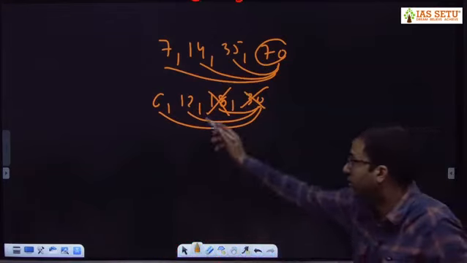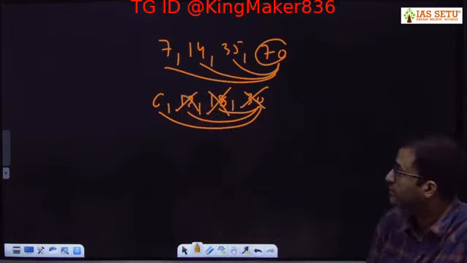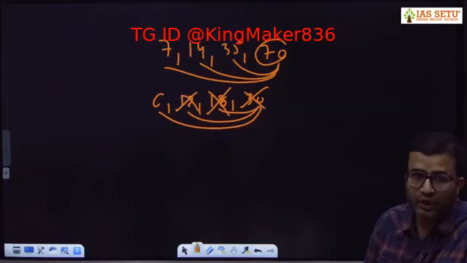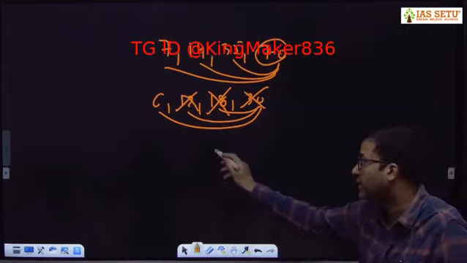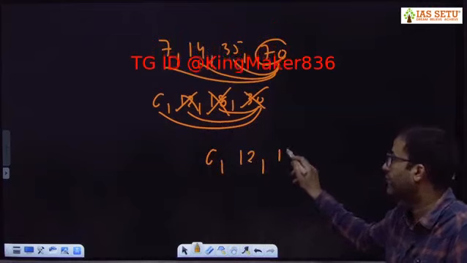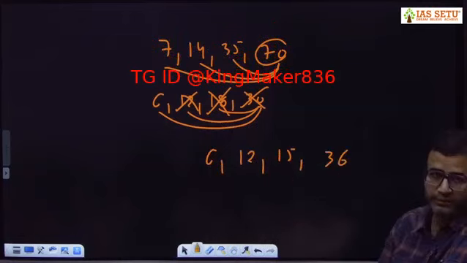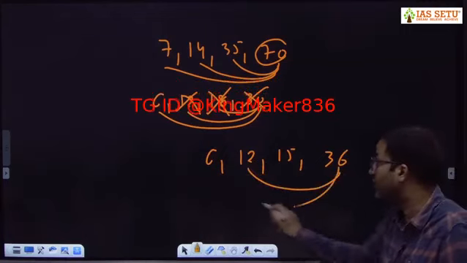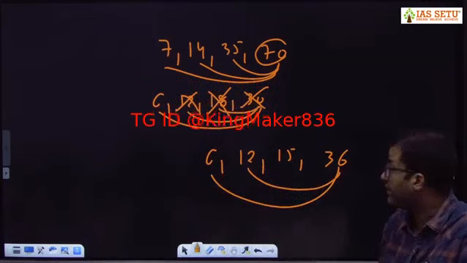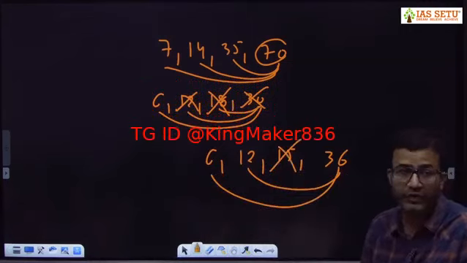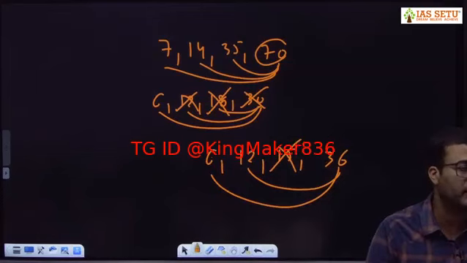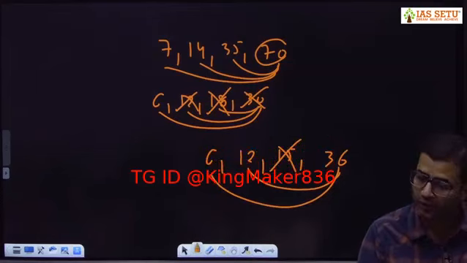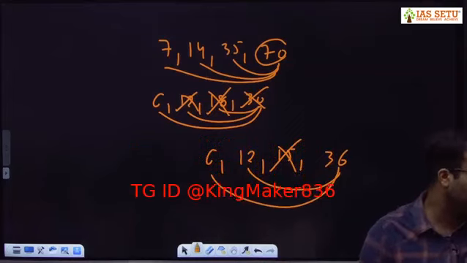Yes, 30 is not a multiple of 12 either. 30 is a multiple of only 6. So here 30 is not the LCM. Or let me take 6, 12, 15, 36. I take this example. 36 is a multiple of 12. 36 is a multiple of 6. But here 36 is not a multiple of 15. So 36 is not the LCM here. It has to be a multiple of all the remaining numbers. Then only. Fine. So now we start with our types.